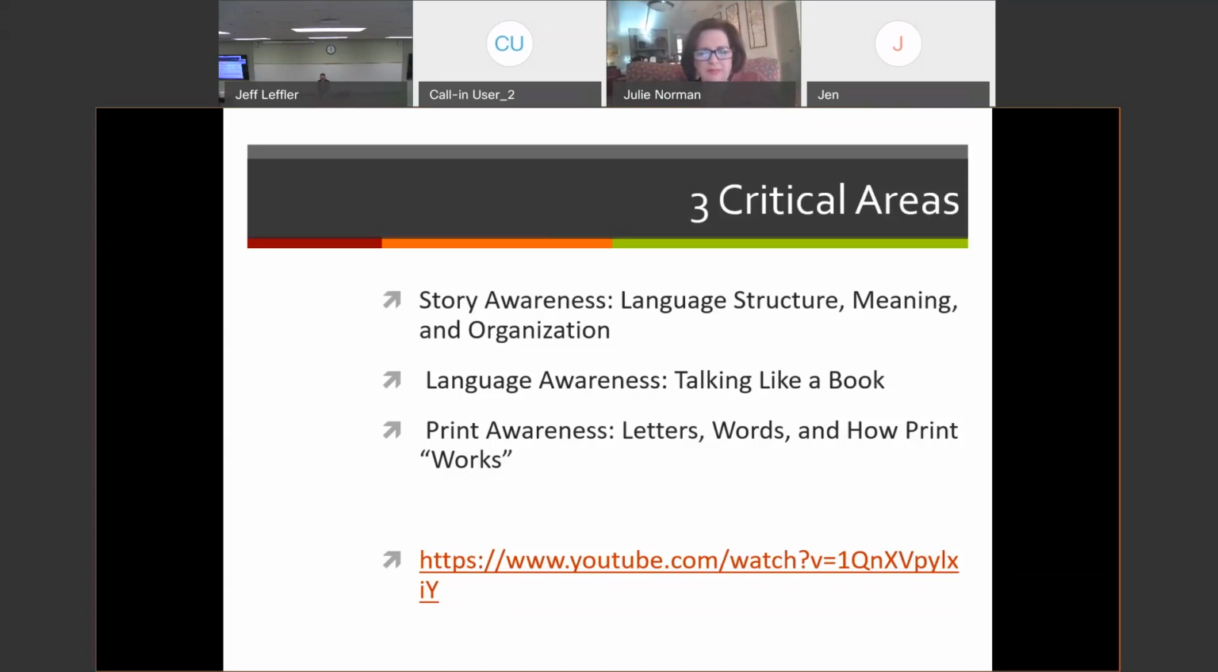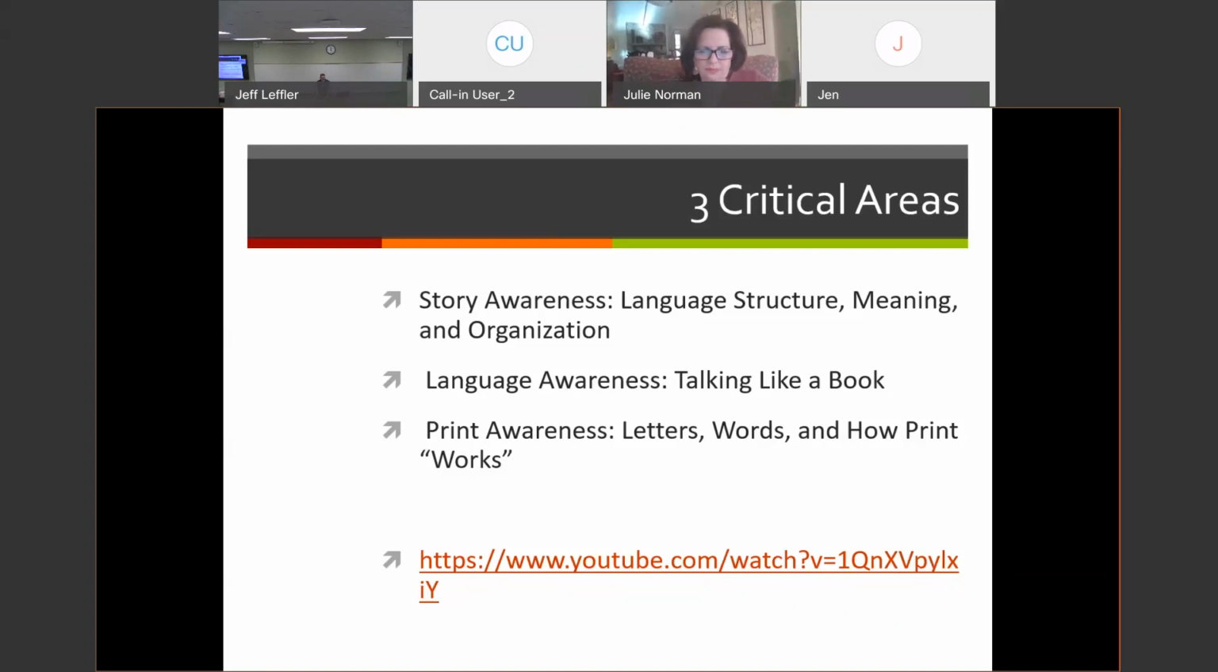What about print awareness? Where is she with print awareness? Is she decoding those words on that page and reading that book to us? Yeah, she's still working on print awareness. So this is the thing. The story awareness and the language awareness are coming very naturally through just the process of a parent reading to her, through teachers reading to her at school, maybe. We don't know if she goes to school or not.